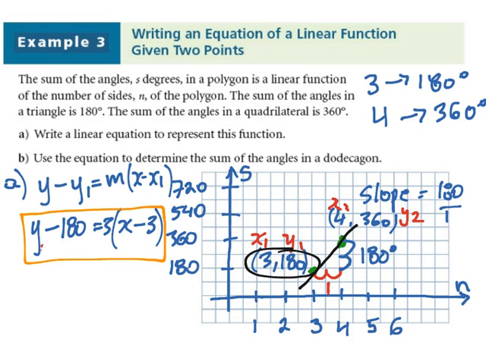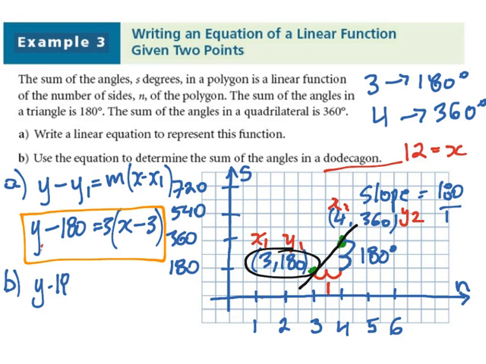And here is your equation. Now we're going to use this equation in part B to determine the sum of the angles in a dodecagon. Well, what is a dodecagon? A dodecagon is a 12-sided figure. That means our value of x, or value of n, is 12. We're going to plug in that value into our equation.